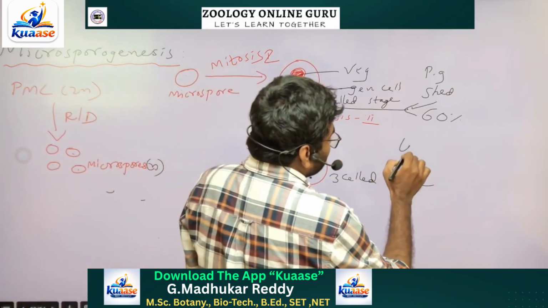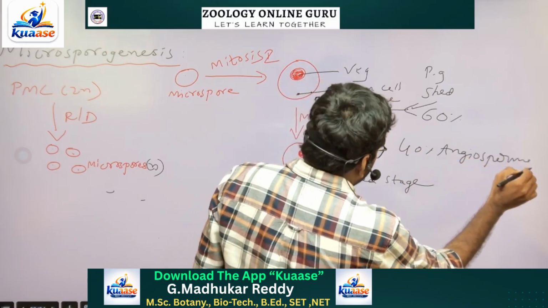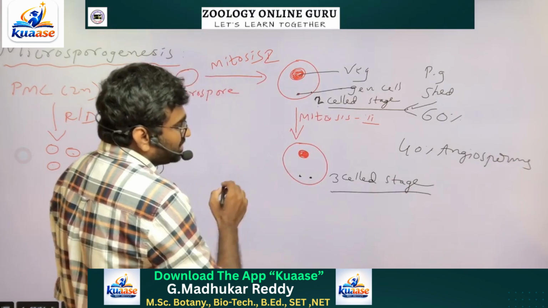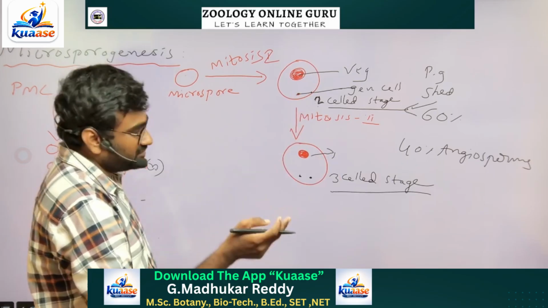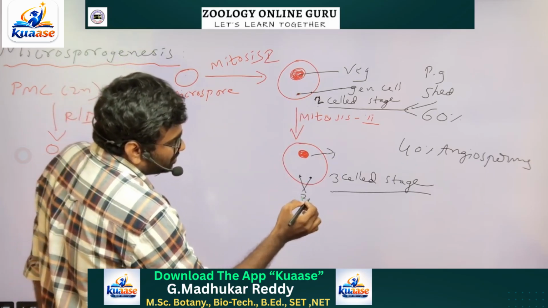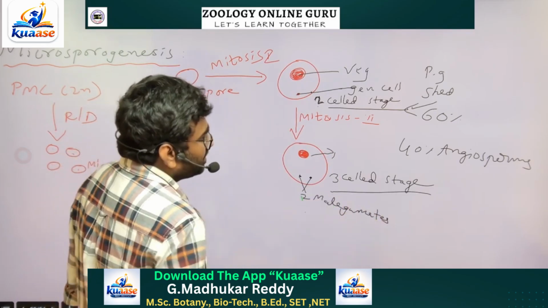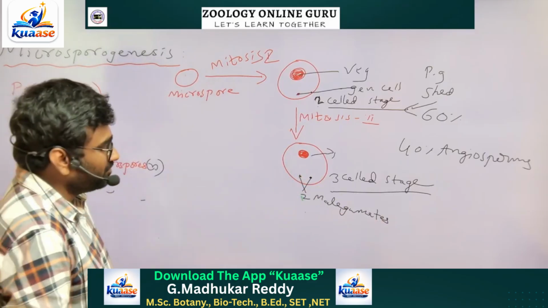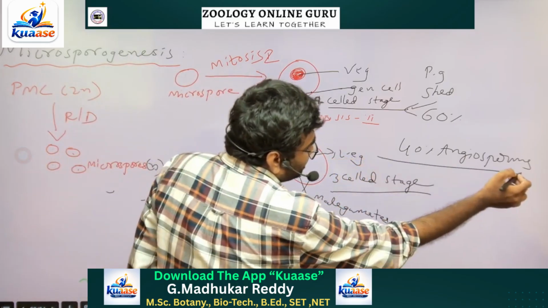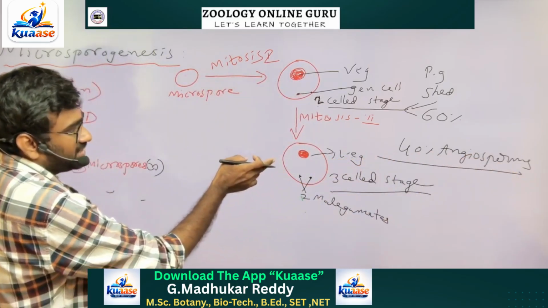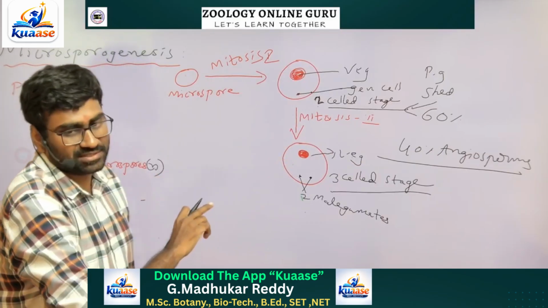And remaining 40% of flowering plants, that is angiosperms, shed at the 3-celled stage. That is, the generative cell undergoes mitosis division and produces the 2 male gametes. After the production of 2 male gametes, the generative cell degenerates itself, and this is known as the 3-celled stage. So in the 40% of flowering plants, pollen grains are shed at this stage. That means this pollen grain lands on the stigma, initiates the pollination and fertilization.